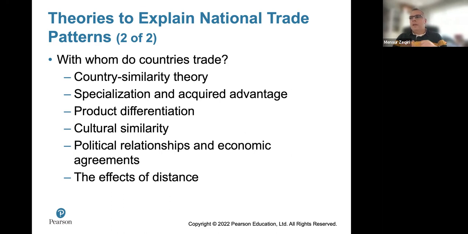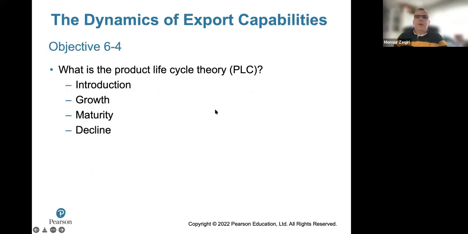On the other side, trade is also, we said, affected by political relationships and economic agreements among the countries. For example, countries within the EU, Switzerland, and the agreement that they have with EU countries. So this is how political relations between countries do affect the economic relationships that they are going to develop with these countries.